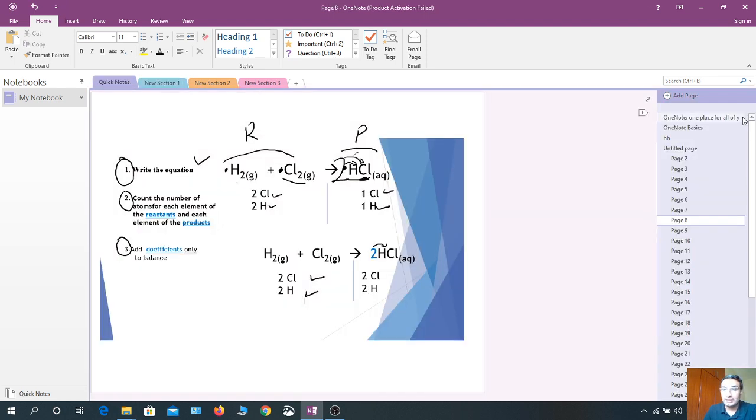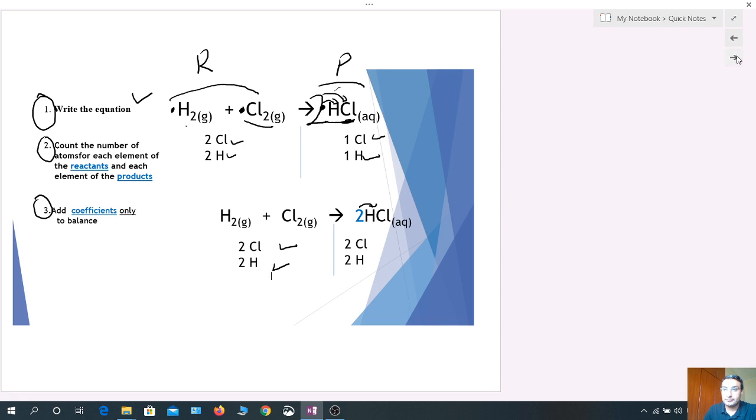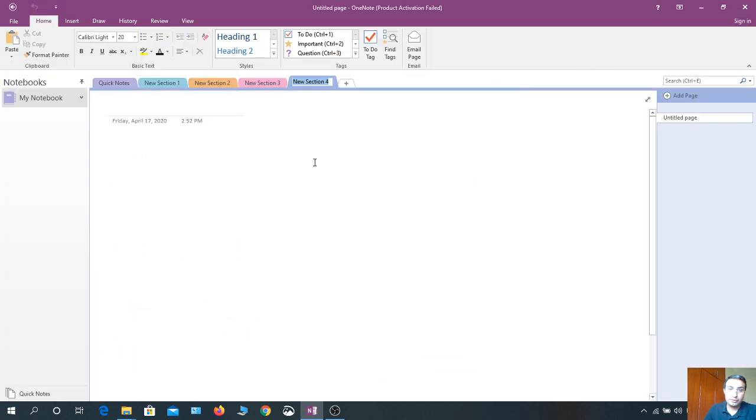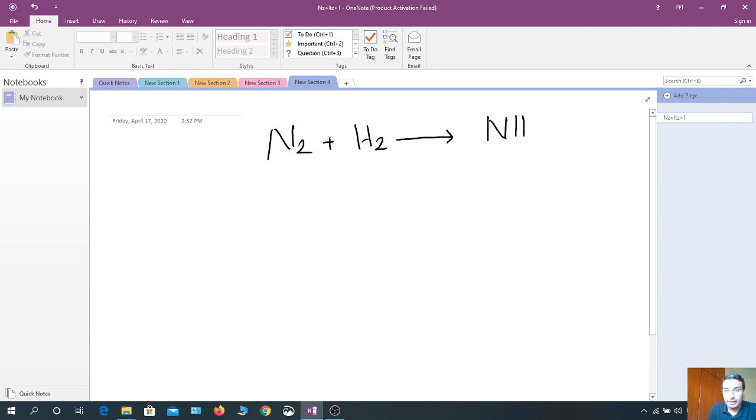In our presentation I have some examples. For example, the formation of ammonia. For the formation of ammonia, let me do it here. I know that when nitrogen and hydrogen react, they are going to give ammonia, NH3. This is gas, or aqueous also you can write, same thing. This is definitely gas, and this is gas. Okay, so this is my equation.